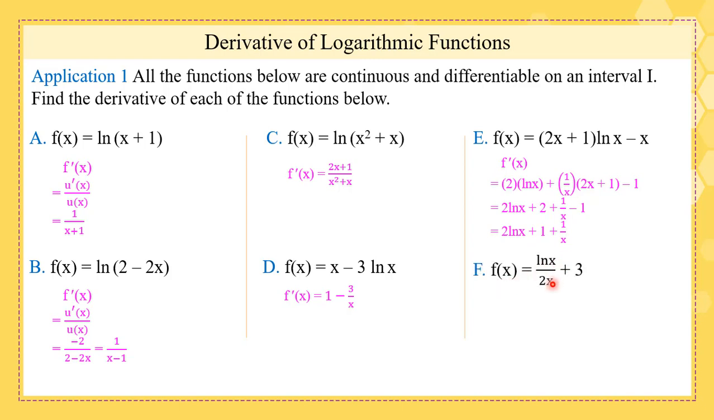f of x is ln x over 2x plus 3. f prime is, this is of the form u over v, and the derivative of 3 is 0. So this is u prime v minus v prime u over v squared, which is 2 minus 2 ln x over 4x squared. And if we take 2 in common up and simplify, we get 1 minus ln x over 2x squared.